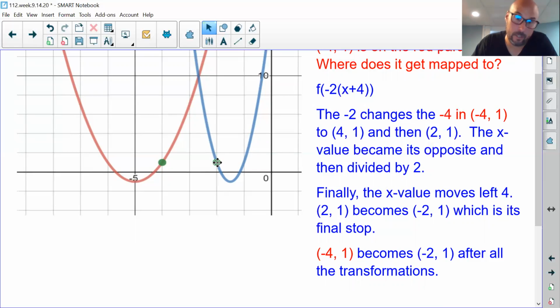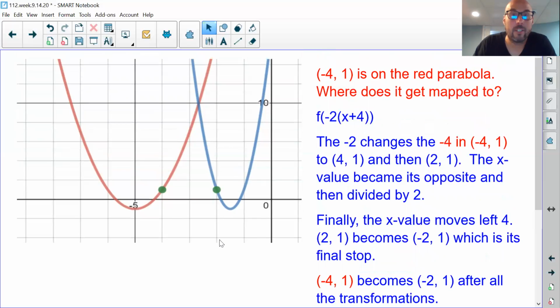Notice it's flipped over, even on the vertex side. It was originally on the right-hand side of the vertex, now it's on the left-hand side because of that reflection. And it looks like a beginning student might think, well, it only went to the right 2 spots. No, it actually went to the left 4 spots, but that was after it was reflected over the y-axis.